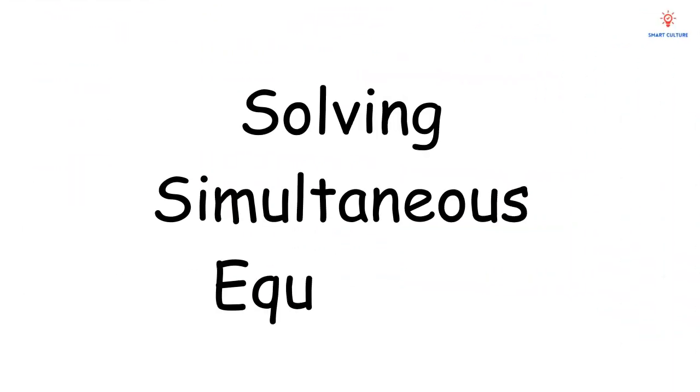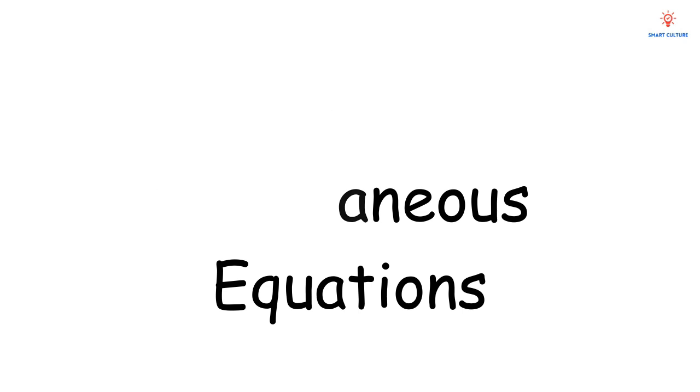When working with simultaneous equations, there are two methods that you can follow. You can either use the method of elimination or you can use the method of substitution. So what we'll do now is we'll do an example and then we'll use both methods so that you can see the difference between these two methods.